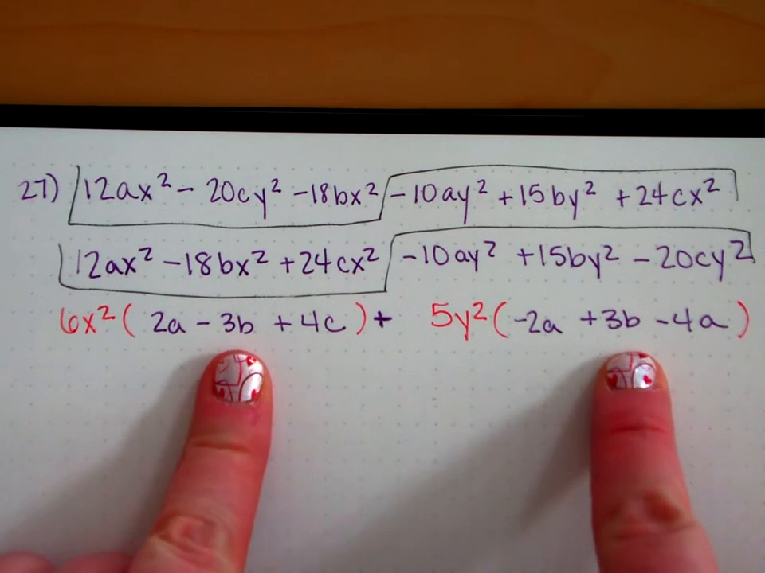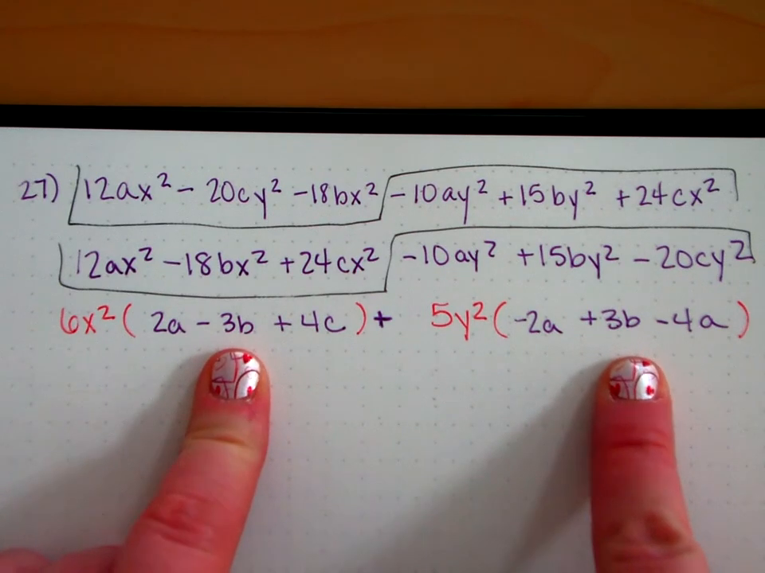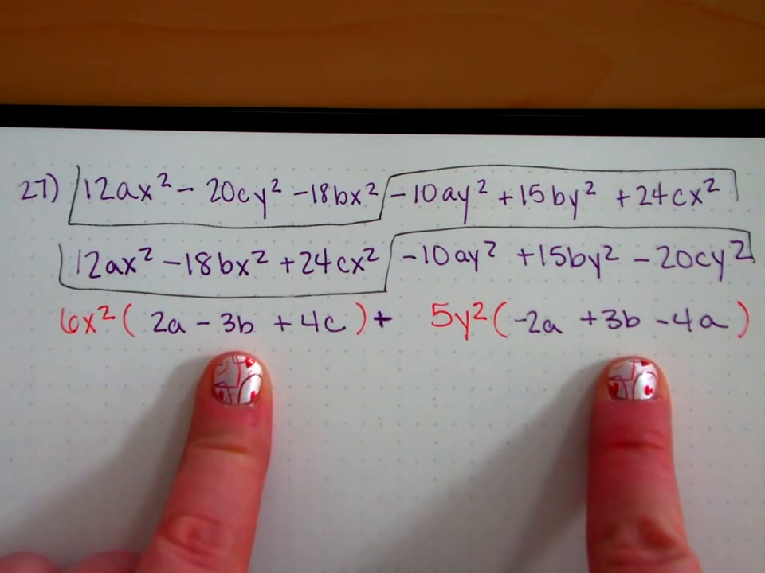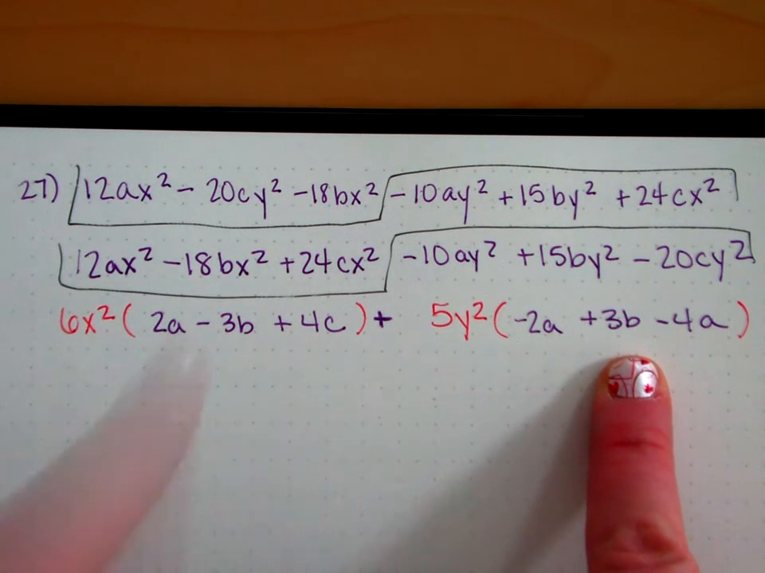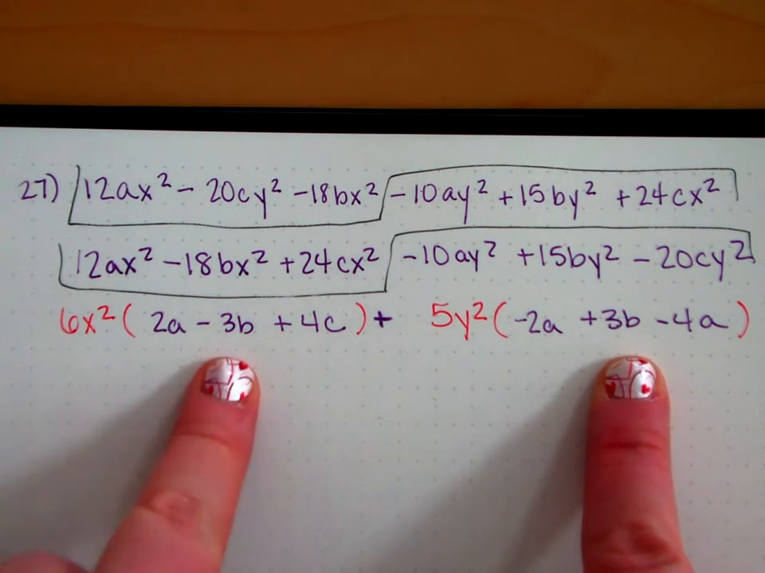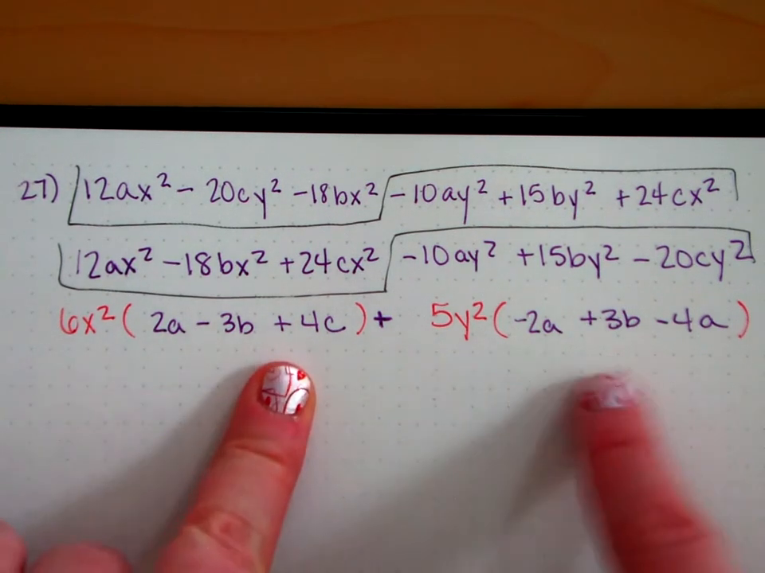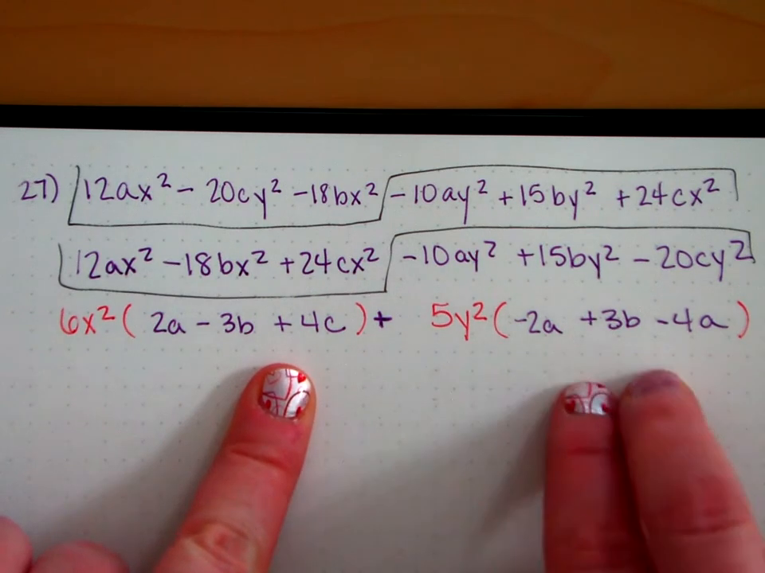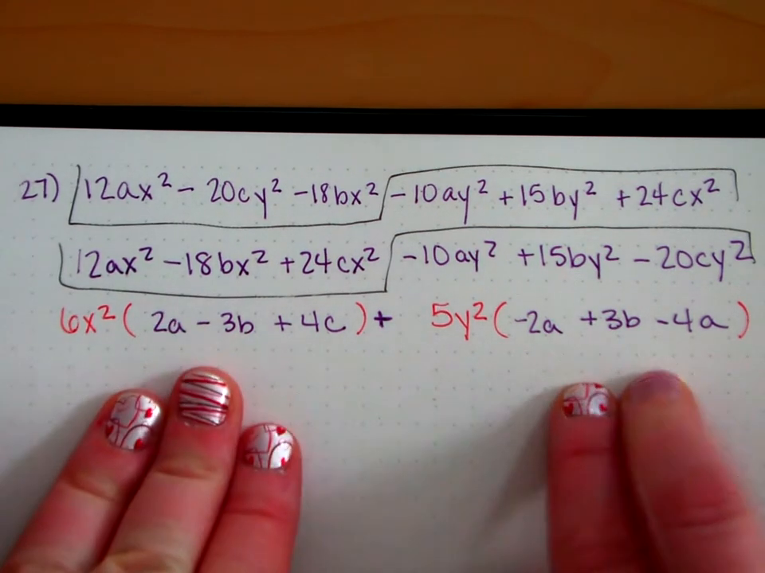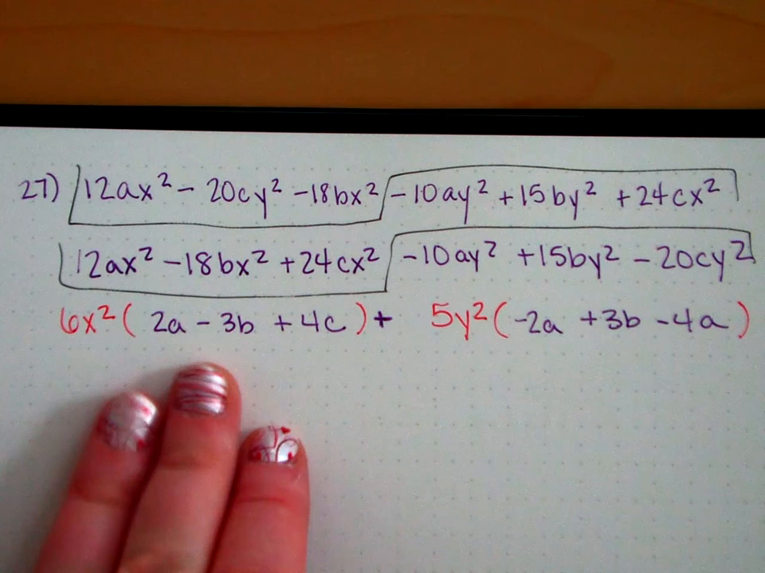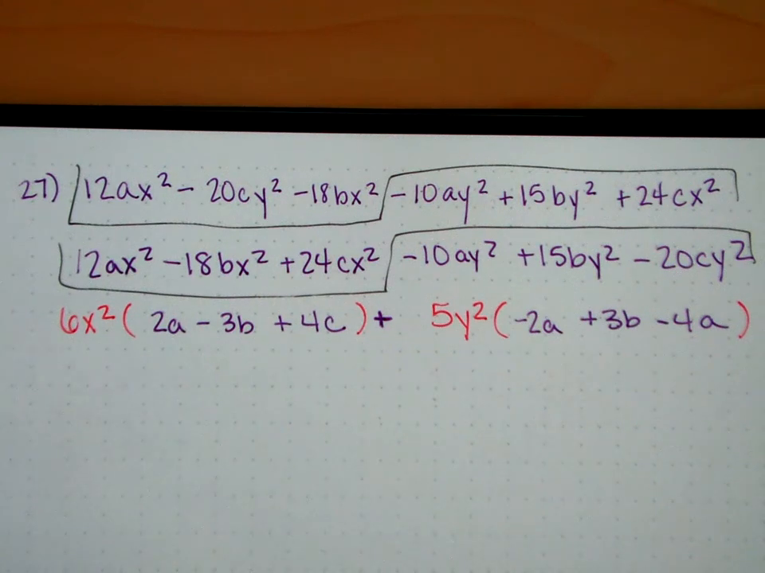So now I look at this and I'm like, oh, these parentheses are nearly the same, which is good because they should be really close to being the same, but now I see that the signs are different. This is all positive, negative, positive. This is negative, positive, negative. The back side is opposite of the front side, or the front side is opposite of the back side.